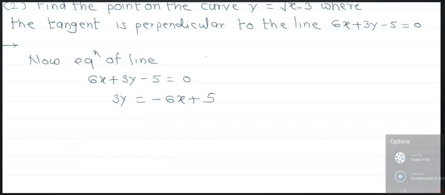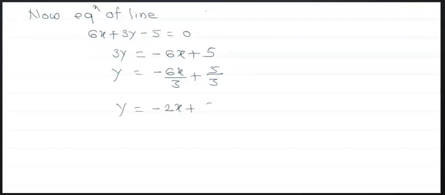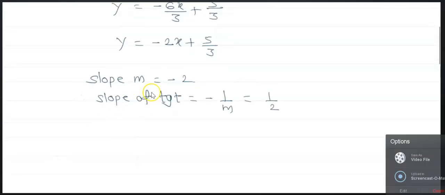Now, see this here. That is y is equal to minus 2x plus 5 upon 3. The slope m is equal to minus 2. Therefore, the slope of the tangent is the negative reciprocal of this slope. Therefore, slope of the tangent is equal to minus 1 upon m, that is equal to 1 upon 2.